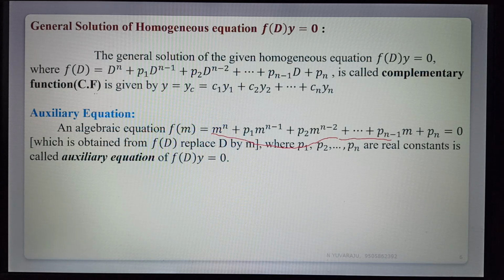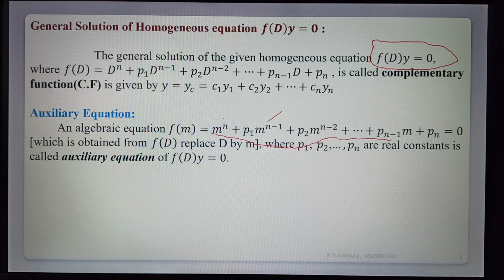This equation is obtained from the given equation f(D) y = 0 by replacing D with m and equating to 0, which gives an algebraic equation. This equation is called the auxiliary equation, where p1, p2, ..., pn are real constants. It is an nth degree polynomial equation, so solving it we get n roots.